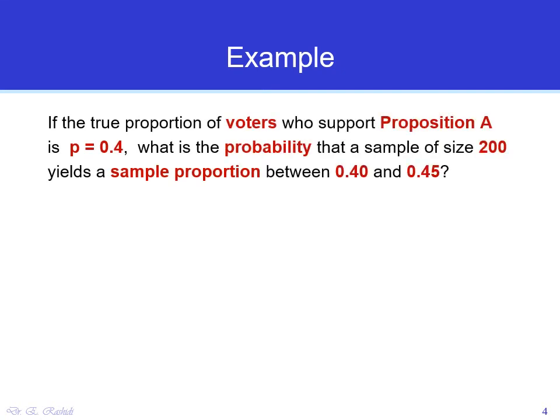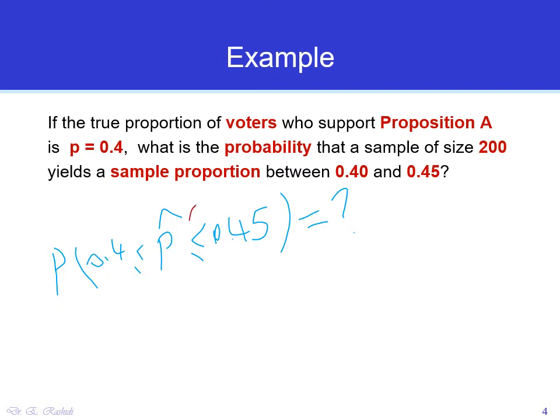Let's review an example. If the true proportion of voters who support proposition A is 40% or 0.4, what is the probability that a sample of size 200 will yield a sample proportion between 0.4 and 0.45? So here we want to find the probability that P hat, the sample proportion, is between 0.4 and 0.45. We cannot find a probability unless we know the distribution. So what is the distribution of P hat here, the random variable?